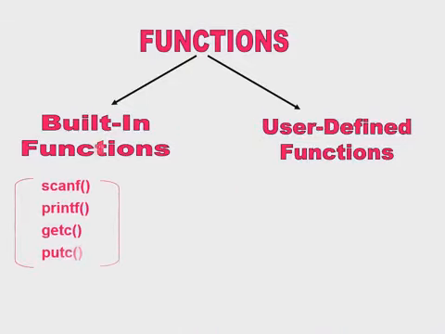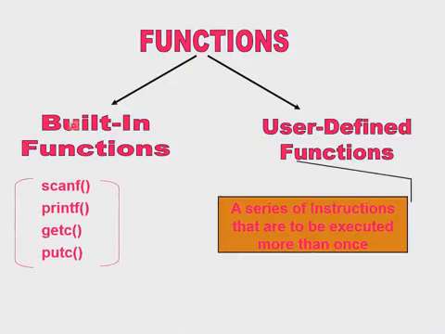So there are two different types of functions. First one is built-in functions and another one is user-defined functions. So what are the built-in functions? Built-in functions are those that exist by default in C programming, that we can use directly using the standard library. For example, scanf, printf, getc, putc, and other functions are built-in functions.